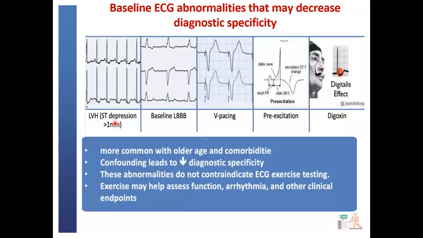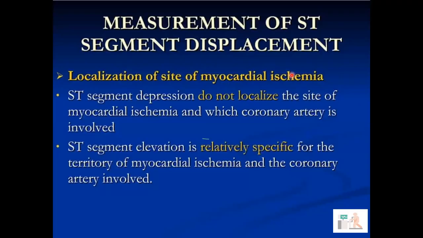So these are conditions that are much more common in older patients with a lot of comorbidities. These are compounding factors that tend to decrease the diagnostic specificity. And these abnormalities, we should note, do not actually contraindicate this ECG exercise testing, but the specificity and accuracy of our diagnosis as far as coronary artery disease is concerned is altered. However, you can still carry out this exercise to assess other parameters of the exercise stress test, such as functional capacity, presence or absence of arrhythmias, and other clinical endpoints in this patient.